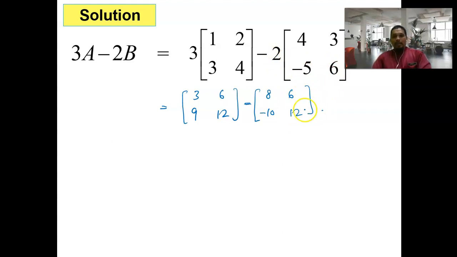Okay. So then 3 minus 8, negative 5. 6 minus 6 equal to 0. 9 minus negative 10, so the negative becomes positive. So 9 plus 10 equal to 19. And 12 minus 12 equal to 0.